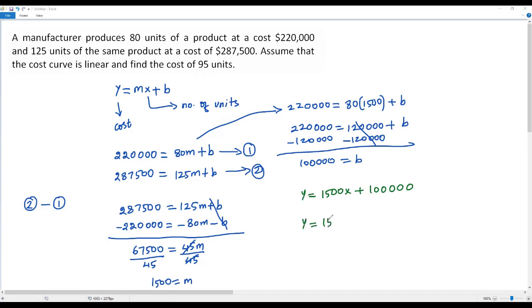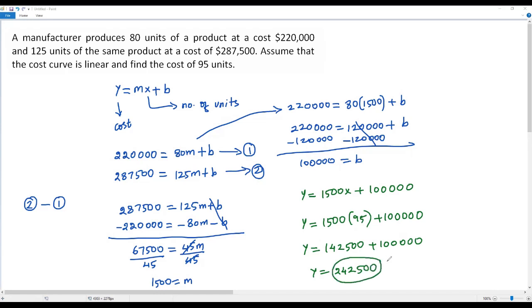This y equals 1,500 times 95 plus 100,000. When I multiply 1,500 and 95, I am getting 142,500 plus 100,000. When I add these two values, I am getting 242,500. That is, the cost of 95 units is $242,500.